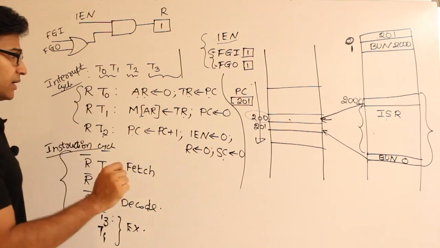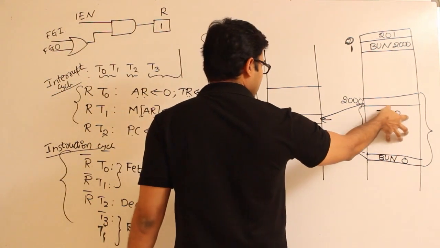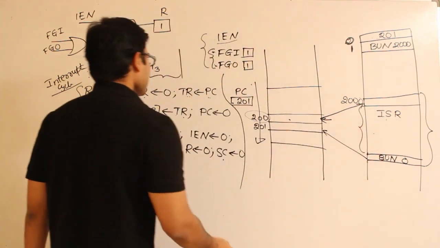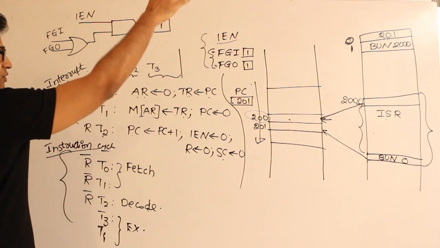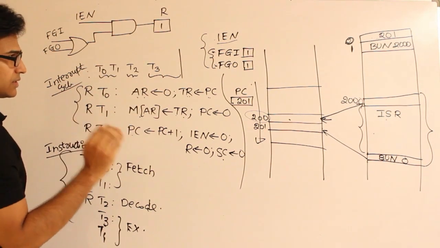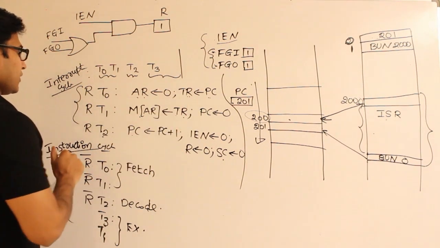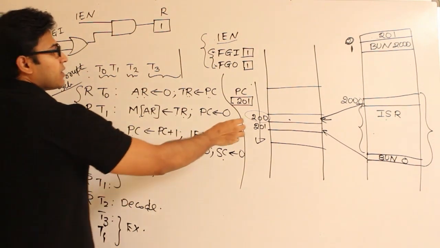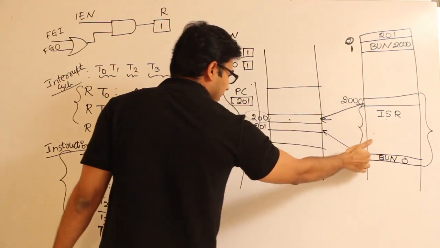In case you think that our interrupt service routine is going to change the contents of the registers, then during this interrupt cycle you are supposed to save all the register contents also, but I want to keep the thing simple, therefore we are not going to do that. In general it has to be done. Okay, so we are going to save the return address there, service this and again come back.